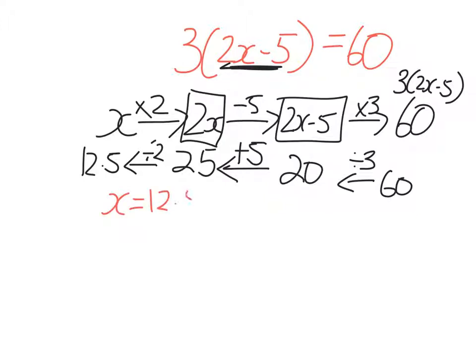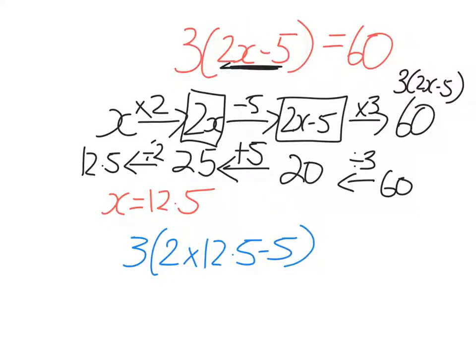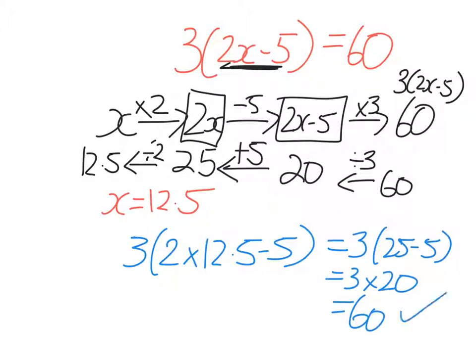So again, I can check it. I take my equation and I substitute x is 12.5. If I do that, I have to do the brackets first. So 12.5 times 2 is 25. So I get 3 times (25 minus 5). I then do the subtraction. 25 minus 5 is 20. So I have 3 times 20, and that does equal 60. So I know I have done the right thing.